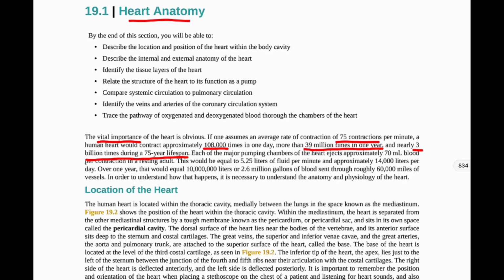Each of the major pumping chambers of the heart ejects approximately 70 milliliters of blood per contraction in a resting adult. So that is a number you should be familiar with. So each chamber is moving about 70 milliliters of blood each time it contracts. And that's just during a rest period. That's 5.25 liters of fluid per minute, you don't have to know that number, 14,000 liters per day. So again, just kind of looking at the enormity of what the heart is doing on an every minute, every day basis. All right, so let's take a look at our anatomy of the heart here.